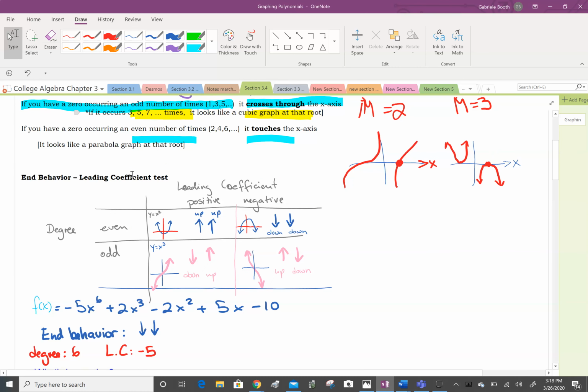We also want to look at the end behavior. The end behavior, when we're graphing the polynomial, really means what is going on to the far right and what is going on to the far left of my graph. Not what is in between, basically where you see your zeros. That's what we're looking at, and there we have a test for this that is called the leading coefficient test.